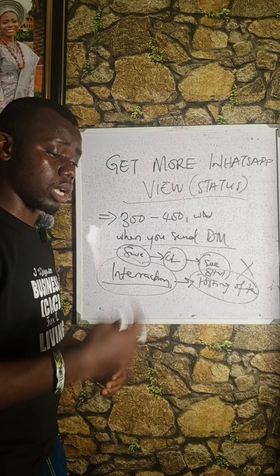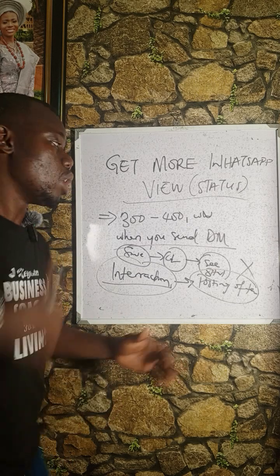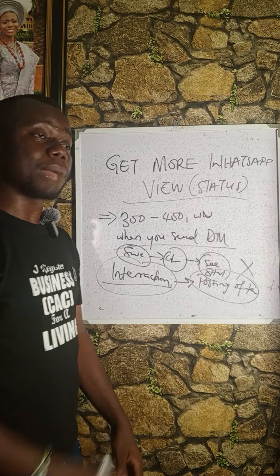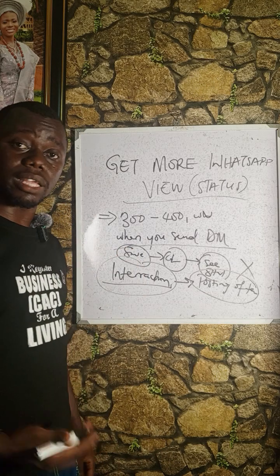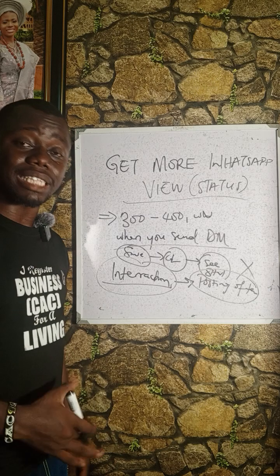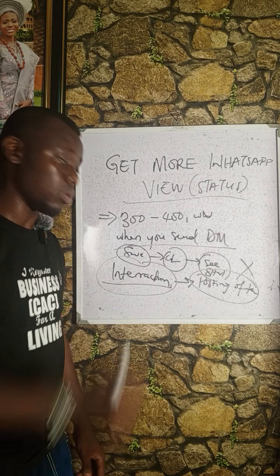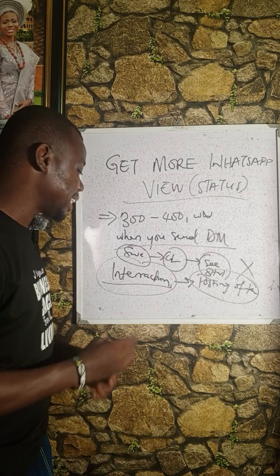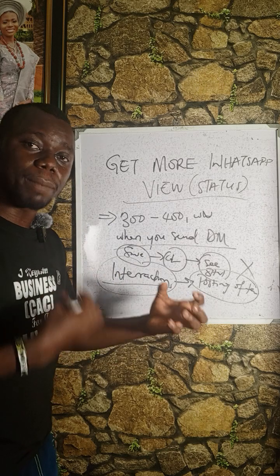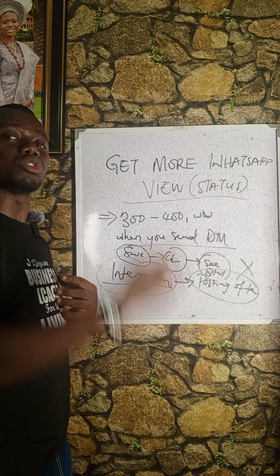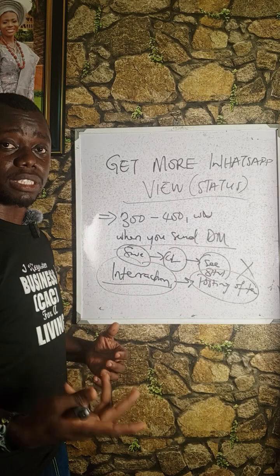Before now, WhatsApp strategists would tell you, oh, keep posting, post at social time. Now it doesn't matter the time you post, you will not get views if you are not doing the right thing. So right now, if you are not listening to anything else I'm saying, this is the time to listen. The best strategy to use is interaction. And interaction means that there must be an engagement between you and the people you want to see your WhatsApp status before they will see it.